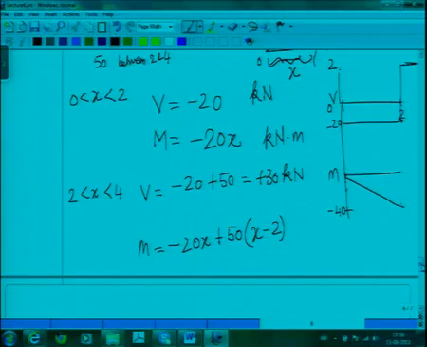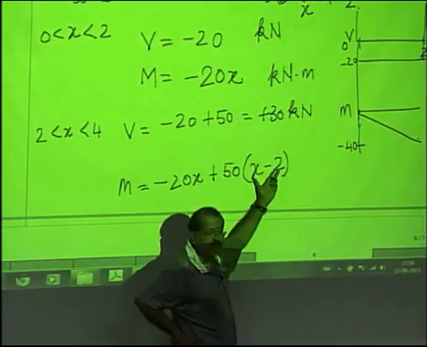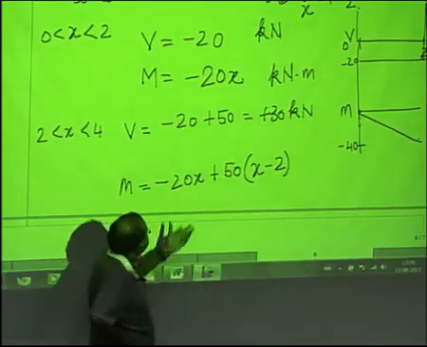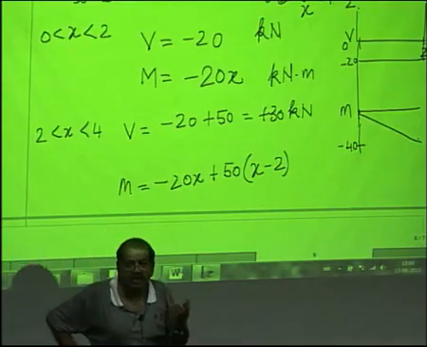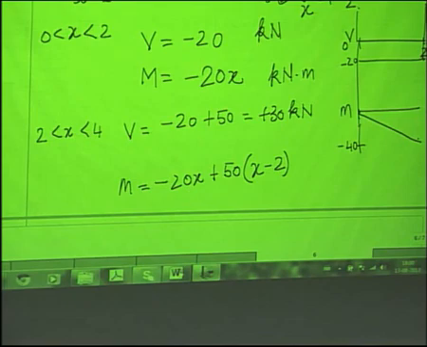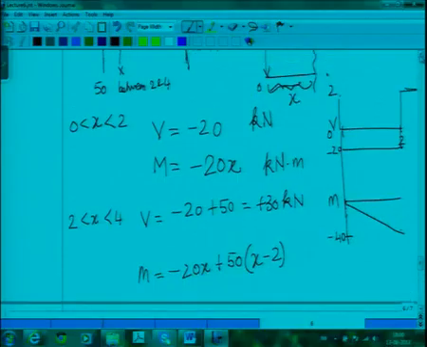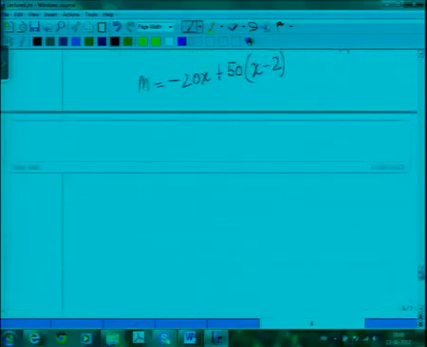At 4 this will become 50 times 4 minus 2, so that is 50 times 2, which is 100, minus 20 times 4, which is 80. So, that means plus 20. So, what will happen in the bending moment? It will go from minus 40 to plus 20. So, the bending moment diagram. Let us look at this. Let us draw these two diagrams again.